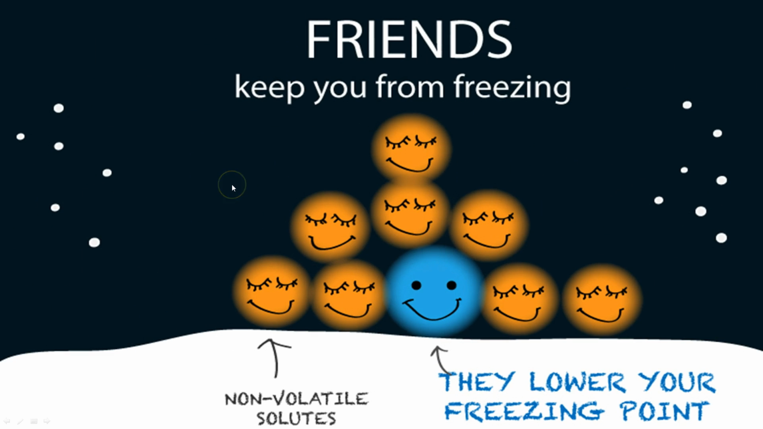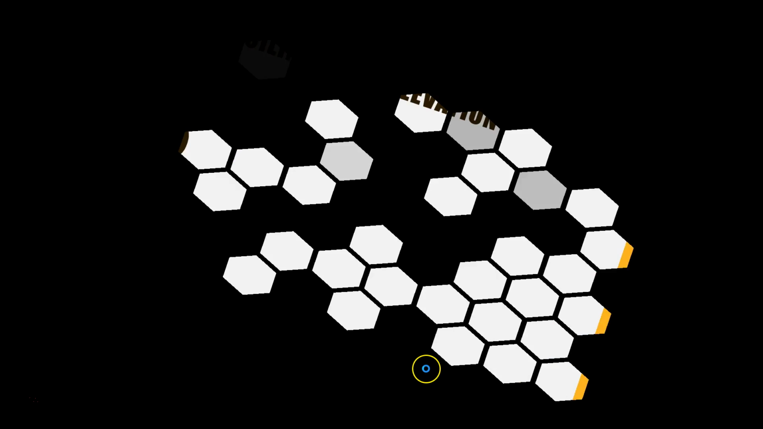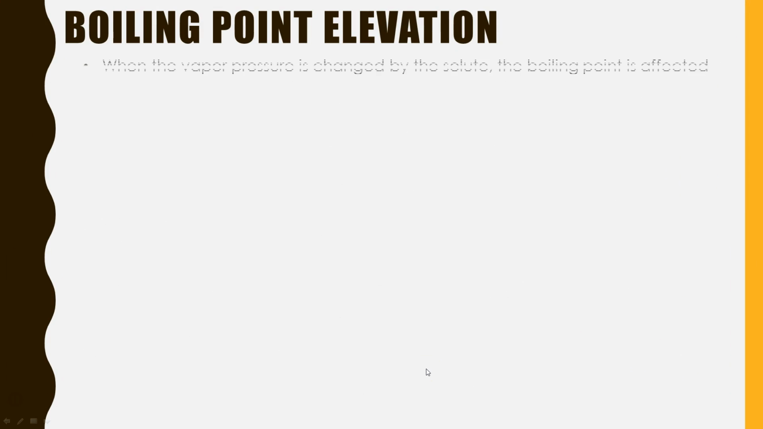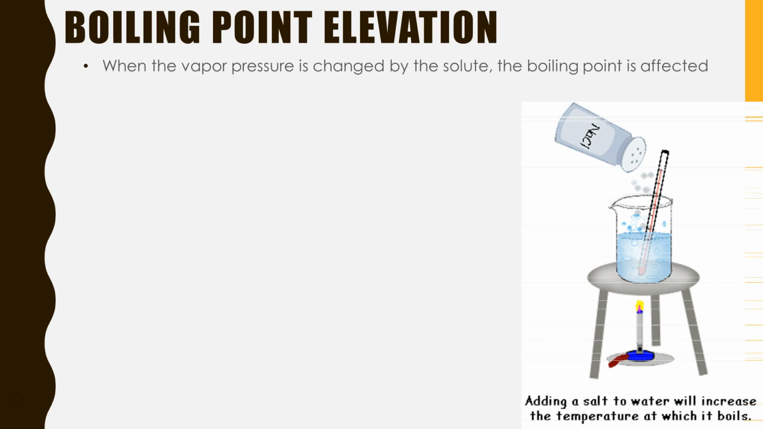Remember, friends keep you from freezing. They lower your freezing point. Here's our non-volatile solutions, and there's our water. By the same token, boiling point is going to work like that. You're changing the vapor pressure by putting solute in there. This is also going to affect the boiling point.